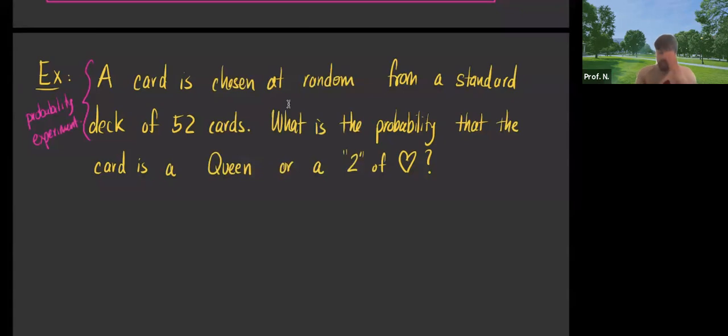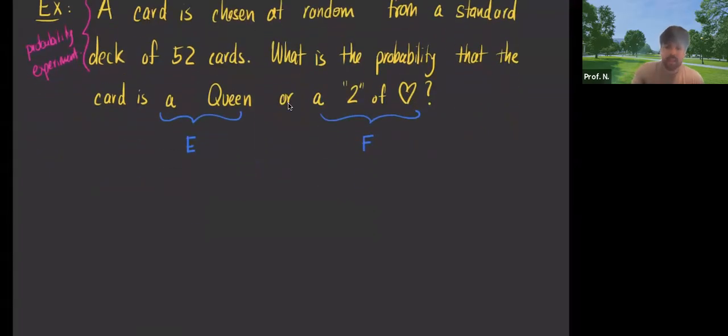They are mutually exclusive, right? So what are the things that are mutually exclusive? This is the queen, right? Getting a queen is an event. And then getting a 2 of hearts is another event. So you can't have both a queen and a 2 of hearts when you select one card. That's impossible, so we're considering these 2 events as mutually exclusive.